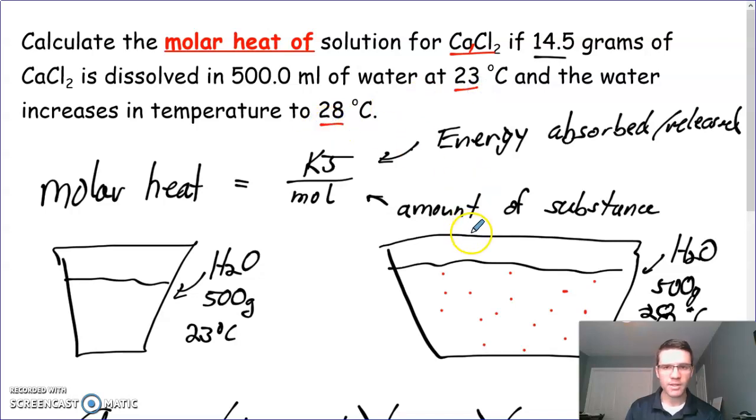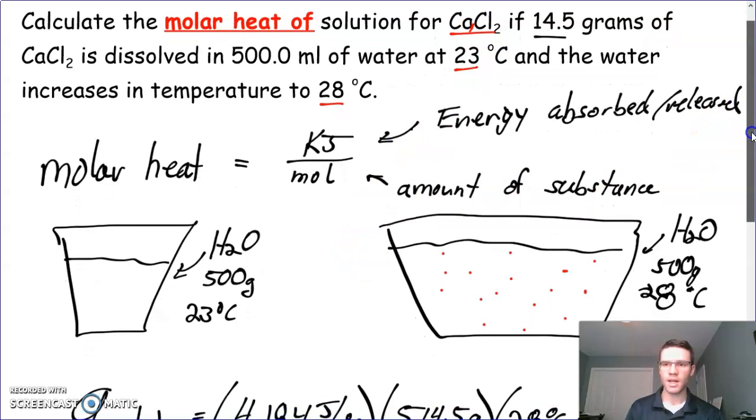That means we have an exothermic process here. When it dissolves, it releases heat, and we want to know how much heat gets released. That's going to be our energy absorbed or released. We'll convert that into kilojoules, and then we want to divide that by the number of moles of calcium chloride that reacted in our process. In this process, it just dissolved, so we'll convert this to moles. Divide those out, and you'll get how many kilojoules 1 mole of calcium chloride dissolving will release.